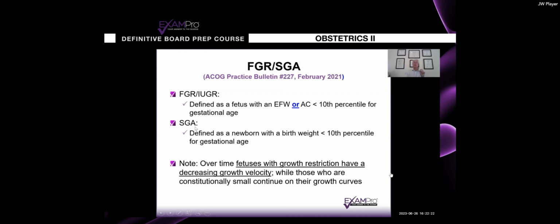Remember that SGA, small for gestational age, is a postpartum diagnosis, just like LGA. SGA is: my baby is born, I weigh the baby, and the weight is at the 10th percentile or less for the gestational age in weeks at which that baby was born. Then that's SGA. IUGR or FGR is antepartum. SGA is always postpartum. Do remember that when you're going through your case list, and just be sure in the exam you're using the correct terminology for that.